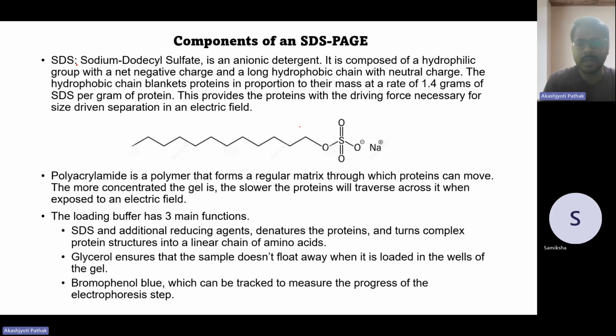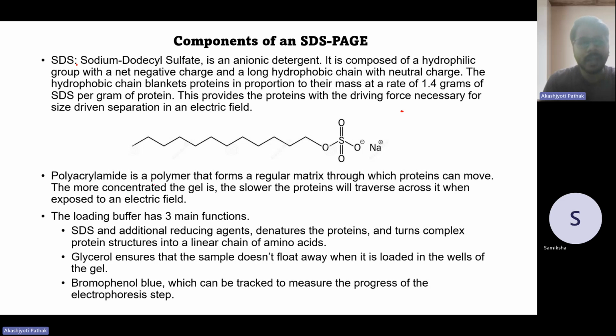This hydrocarbon chain blankets proteins in proportion to their mass at a rate of 1.4 gram of SDS per gram of protein. So different proteins will have a uniform relative charge to mass ratio, equal for all the proteins. So now the proteins will get separated only on the basis of their mass and not on the basis of charge. This provides the protein with the driving force necessary for size-driven separation in an electric field.